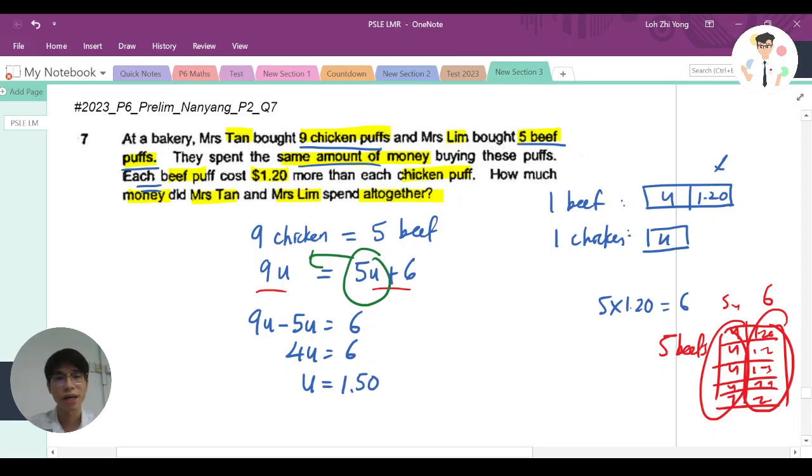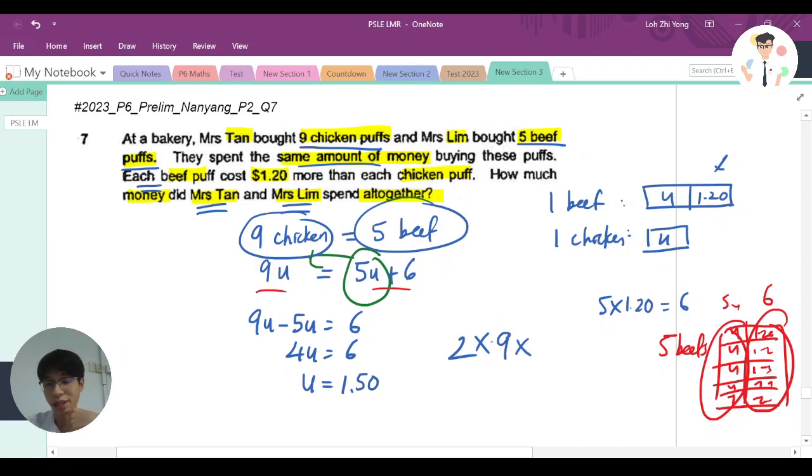And now the question asks how much money did Mrs. Tan and Mrs. Lim spend altogether? So basically, I want to find 9 chicken and 5 beef. And since I know they are the same, right? So I can just times 2, right? Okay. 2 times 9 chicken. 9 chicken. Chicken is how many unit? 1 unit. 1 unit is what? $1.50.